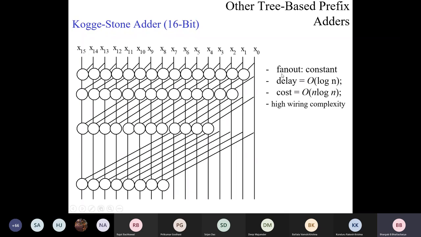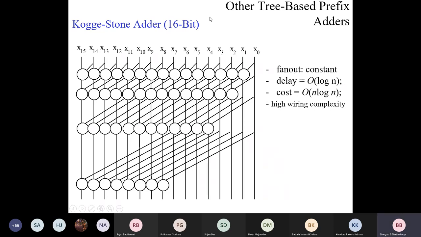The original objective was to make the fan out constant. The fan out is exactly 2, and the cost and delay remain the same. But as you can see, there are too many wires and connections, so it increases the wiring complexity. Although the fan out becomes exactly 2, the number of wires you need to interconnect them becomes very high. Therefore the congestion increases, the chip size increases, and there is a lot of difficulty. But theoretically, it is possible to make fan out constant.